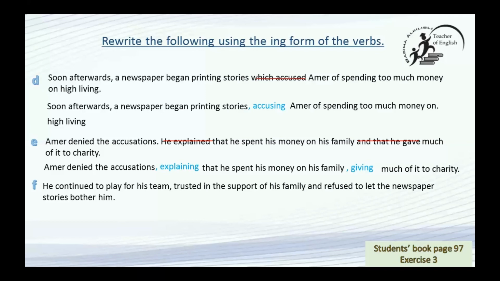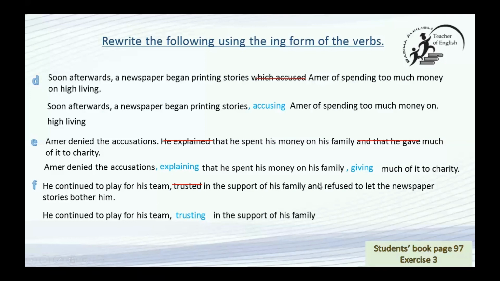F. He continued to play for his team. This is the first sentence. Trusted in the support of his family. This is the second one. And refused to let the newspaper stories bother him. Here we don't have a subject in the second sentence, so we have to omit only the main verb and put it in the ing form. Then we have to continue the second sentence.